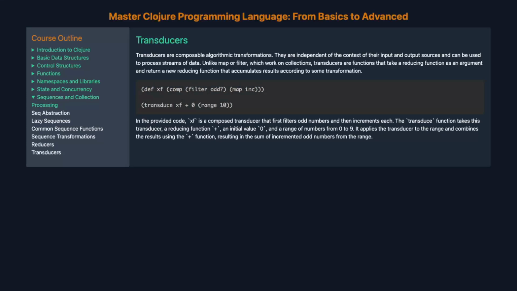In the provided code, xf is a composed transducer that first filters odd numbers and then increments each. The transduce function takes this transducer, a reducing function plus, an initial value 0, and a range of numbers from 0 to 9. It applies the transducer to the range and combines the results using the plus function, resulting in the sum of incremented odd numbers from the range.